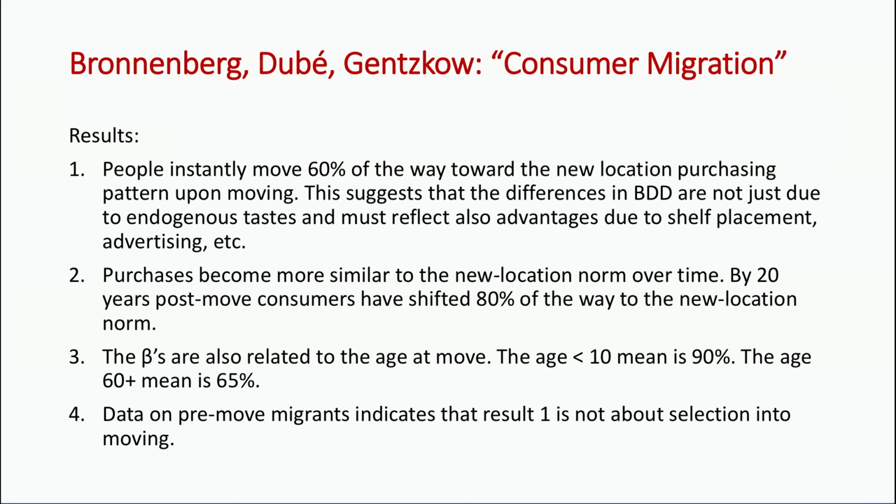Number 4, data on pre-move migrants. Again, there's this sort of thing of you guys moved to Boston because you're not the typical people where you grew up, right? And you probably don't drink the same coffee that people where you grew up drink. You probably don't drink the same beer. You probably don't have the same mayonnaise that people where you grew up. So the question is, is this 60% figure because of the people, right?